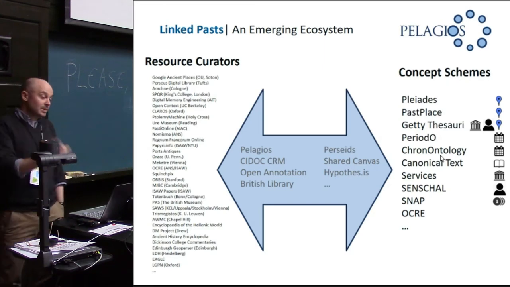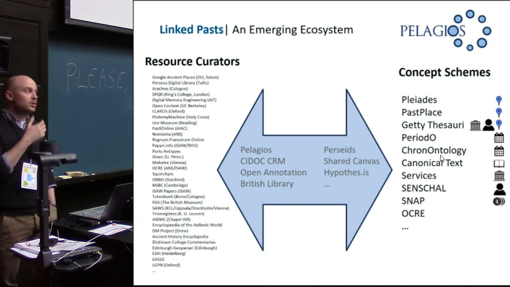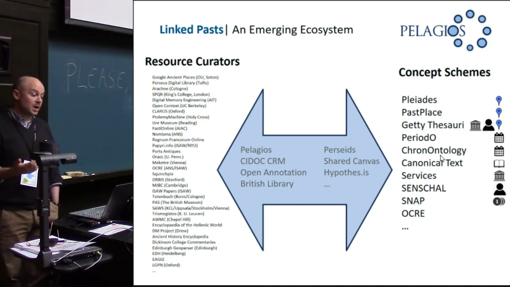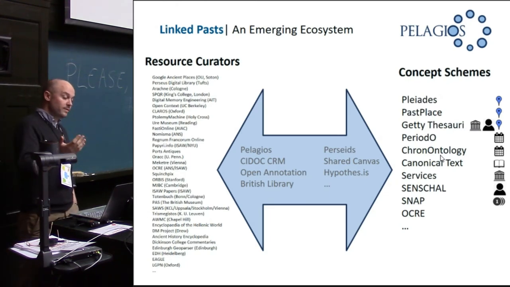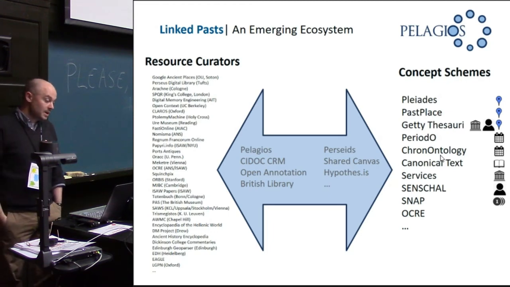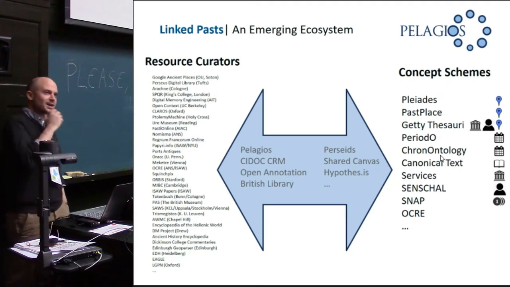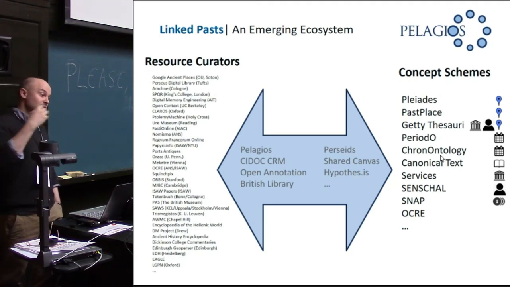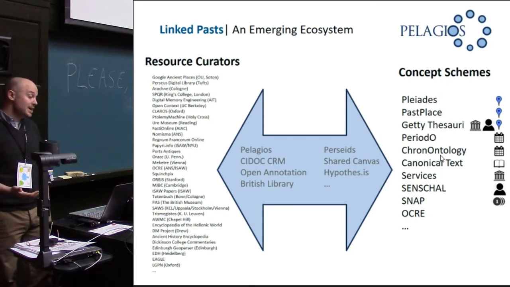of initiatives. Sometimes a particular project might be trying to do multiple things, but we can think of concept schemes. We can think of projects that provide us with URIs for particular places. And we can think of gazetteers like Pleiades or Pastplace or the Getty TGN. We can think of concept schemes that might be about periods. So we heard about Chronontology today, PeriodO. We can think of URIs for canonical text services. We can think of projects like Senschal and SNAP, and SNAC, which should be on that list, that might give us URIs for particular people, for particular classification schemes, and so on.